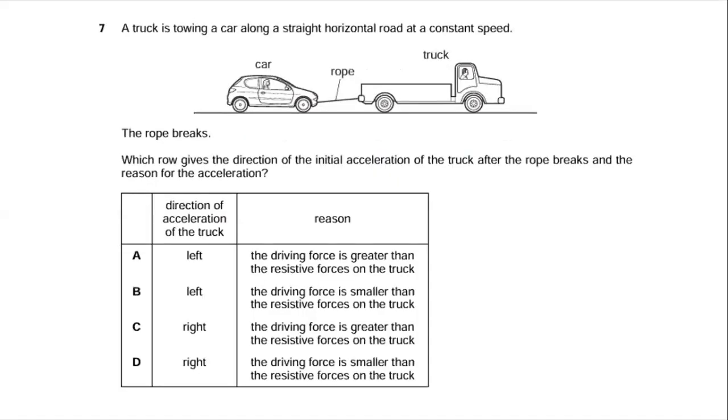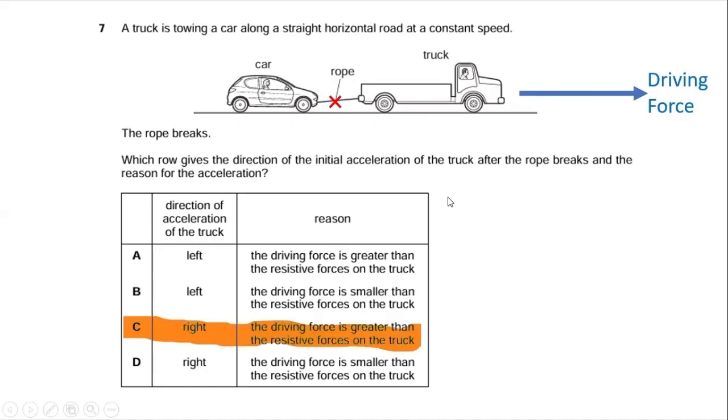Seventh one. A truck is towing a car along a straight road at a constant speed. The rope breaks. Which row gives the direction of the initial acceleration of the truck after the rope breaks and the reason for the acceleration? The rope is breaking, so the truck is still moving to the right hand side. That is a driving force. So the answer is C. The direction of acceleration of the truck is right, and the reason is the driving force is greater than the resistive forces.